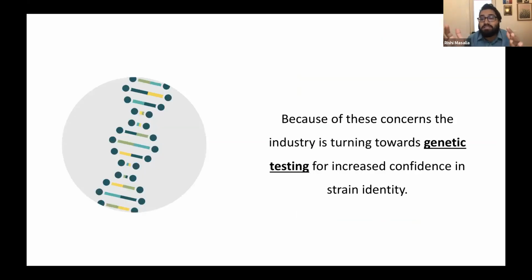Because of these concerns, the industry at large is turning towards genetic testing for increased confidence in strain identity. People really want to know not only how much of what they're buying, but also what they are actually buying.